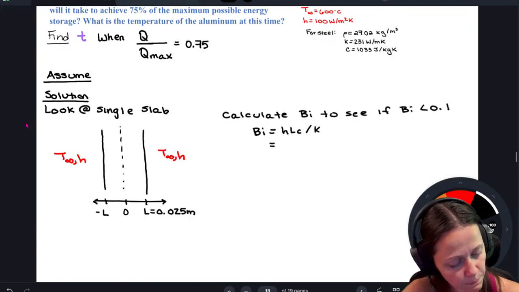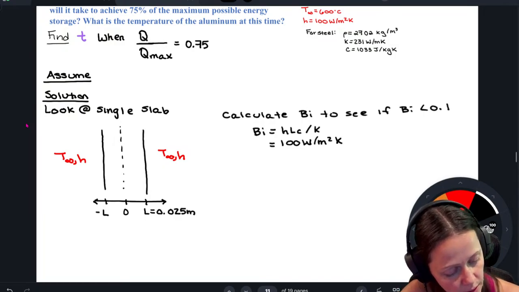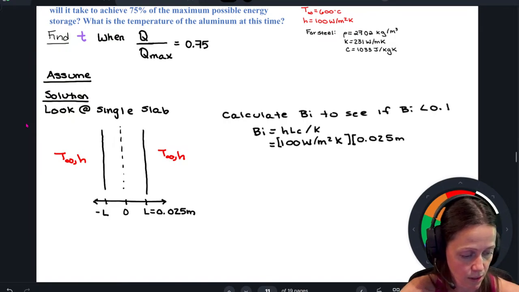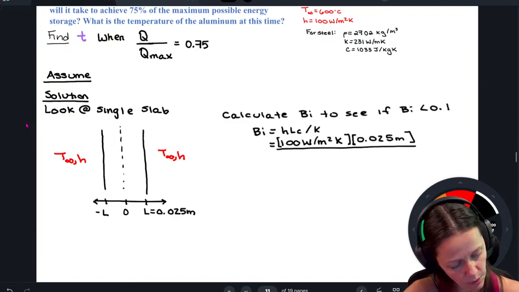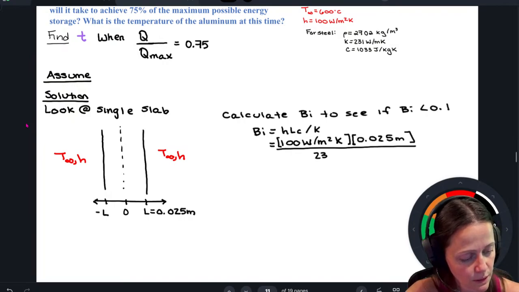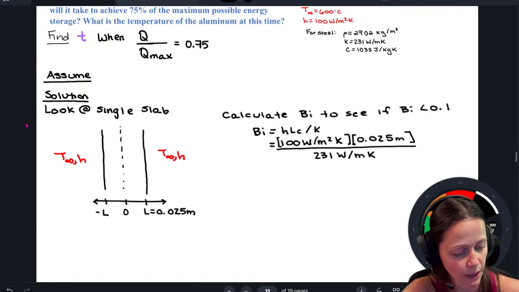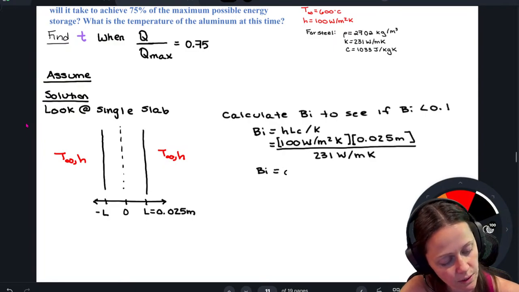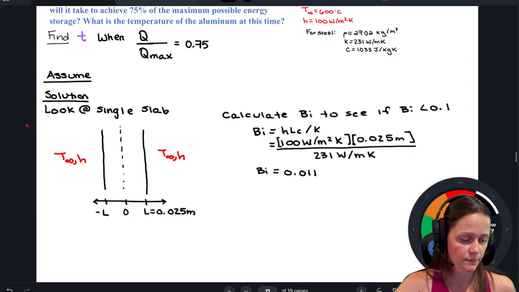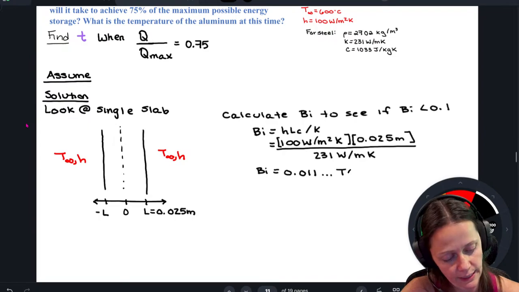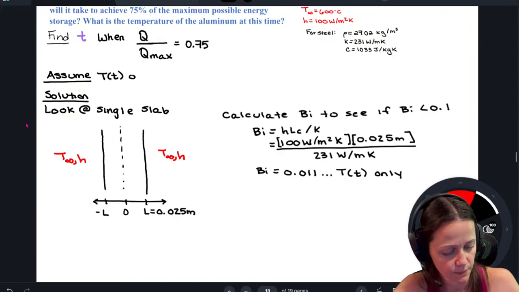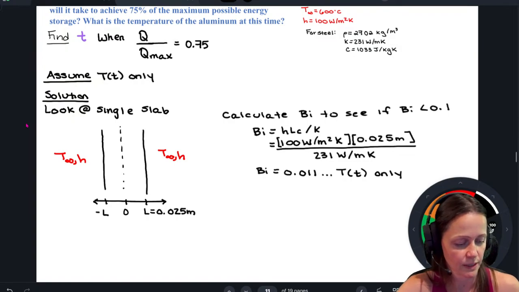So let's plug some numbers in here. I have 100 watts per meter squared Kelvin times that characteristic length, 0.025 meters, over k. Our k is 231 watts per meter Kelvin. So I end up getting a Biot number of 0.011. Perfect. So I can say that T is a function of time only. Maybe I throw that in my assumptions.